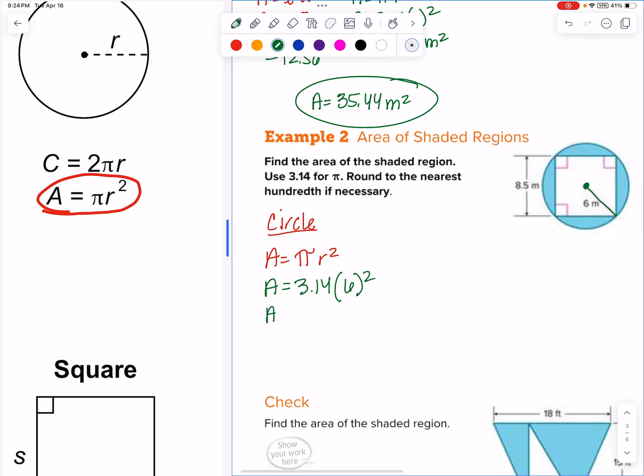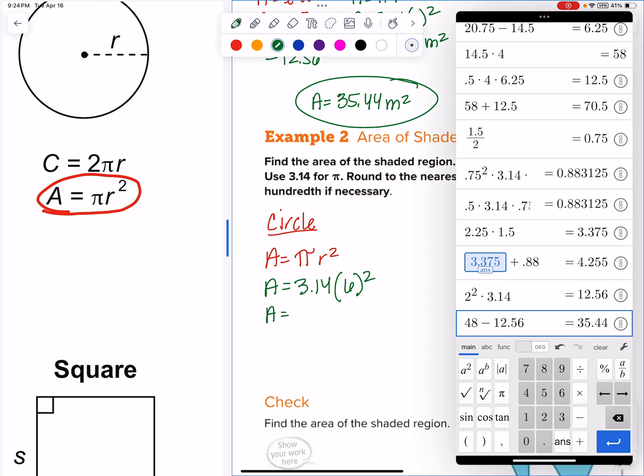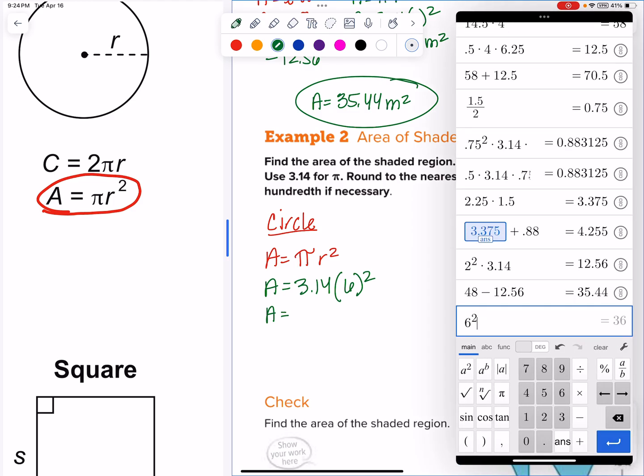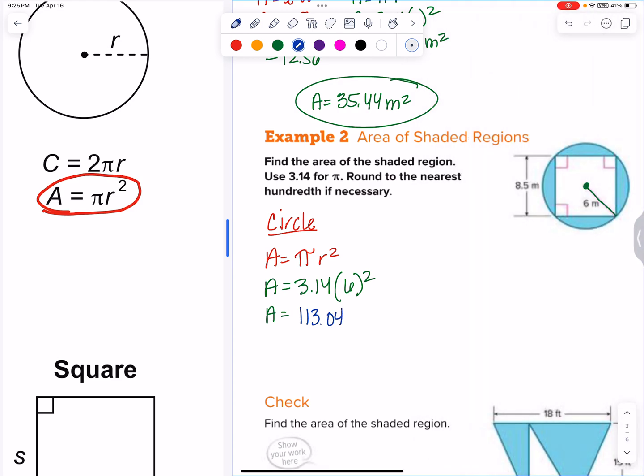Let's solve this out. Order of operations says do the exponents first. So we have 6 squared times 3.14, and we have an answer of, I guess not really final, 113.04, and that's meters squared. So this is of our circle, and you can see why it's so important to label things to keep track of what you're doing. All right, let's go ahead and do the square now.